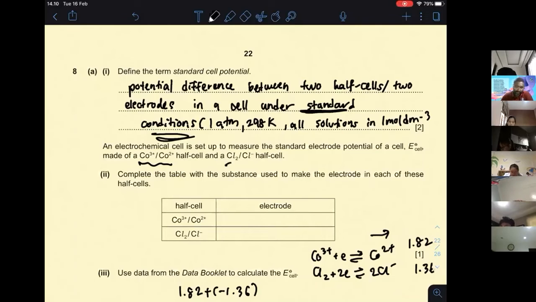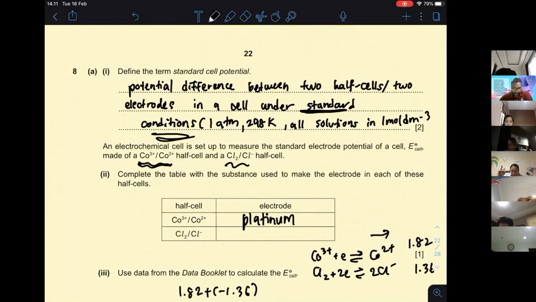And then you have the gas, the Cl2, and then you have Cl minus. So complete the table with the substance used to make the electrode. Now for this one, for Co3+ and Co2+, the electrode that is suitable is going to be platinum. You want something that can conduct electricity better.